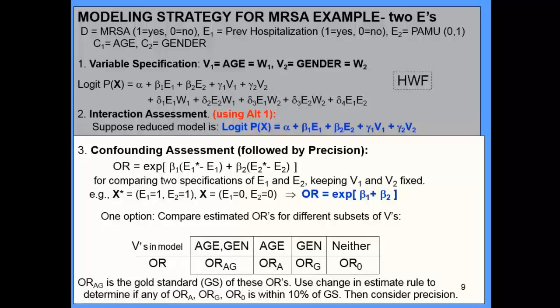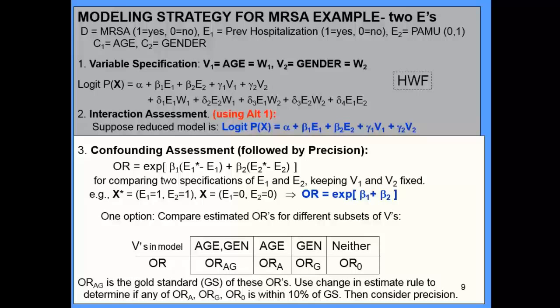Well, this is a no interaction model, but we actually are dealing with tables of odds ratios here. When we have two or more E's and we're trying to assess confounding, we try to do it this way, dealing with tables of odds ratios.